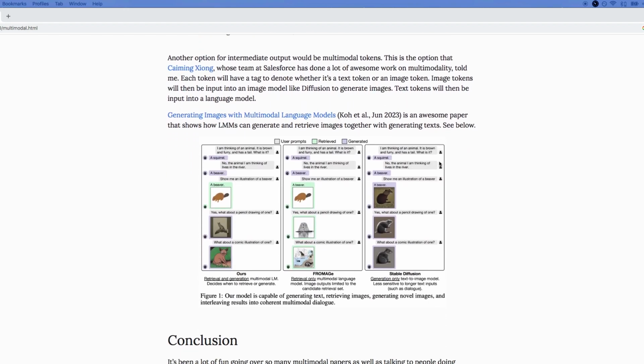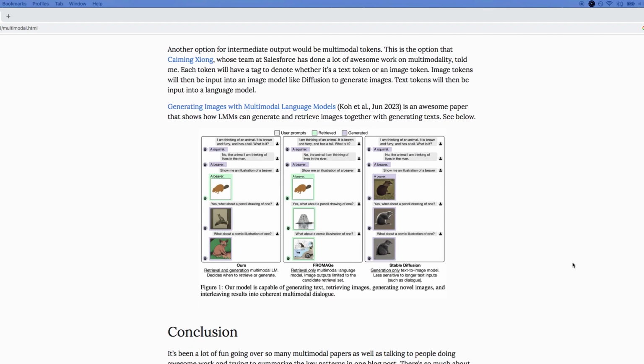Another option for intermediate output would be multimodal tokens. This is the option that Caiming Xiong, whose team at Salesforce has done a lot of awesome work on multimodality, told me. Each token will have a tag to denote whether it's a text token or an image token. Image tokens will then be input into an image model like Diffusion to generate images. Text tokens will then be input into a language model. Generating Images with Multimodal Language Models, Koh et al., June 2023, is an awesome paper that shows how LMMs can generate and retrieve images together with generating text.